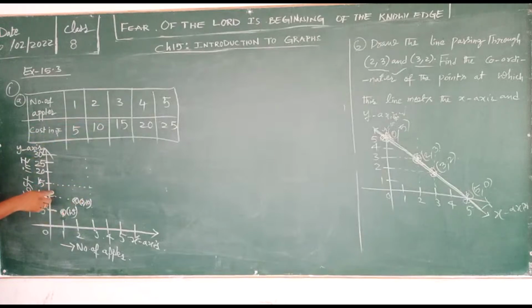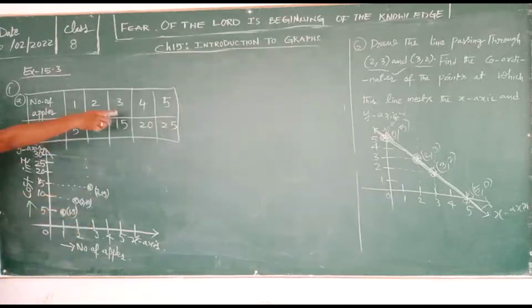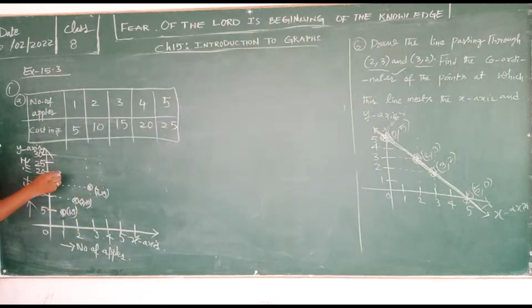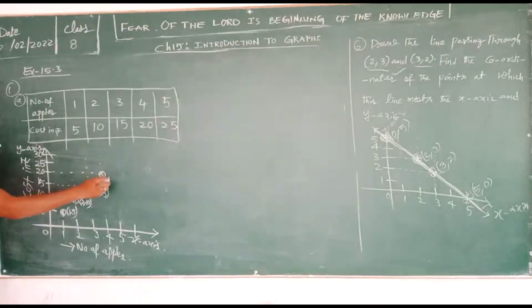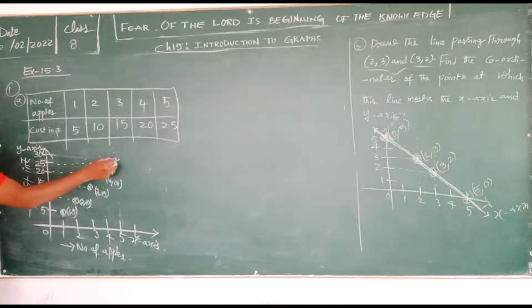Join this. See, for your understanding I was drawing dotted lines, but in the graph paper lines will already be there, you just need to check by using the scale. So 3 under one it is 15, 3 comma 15. Next one 4 comma 20. So you can draw a line at 4 and 20. Here 4 comma 20. Next one 5 comma 25. So let's draw this part, 5 line and 25 line. So you got here 5 comma 25.